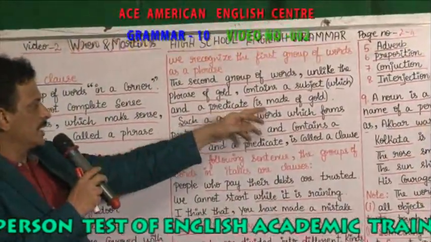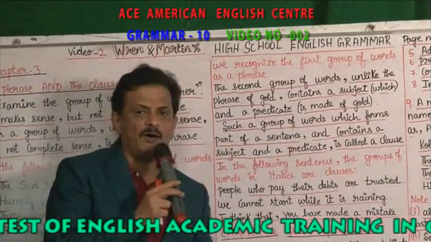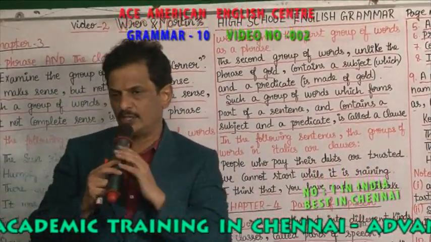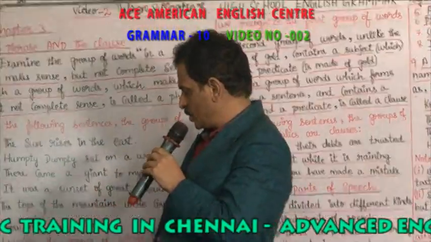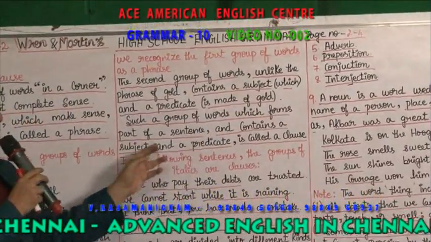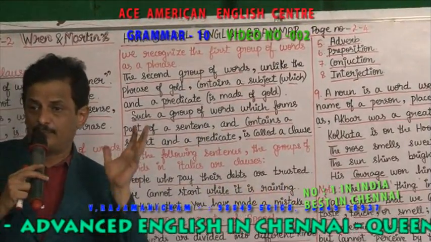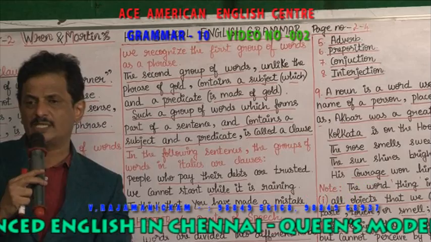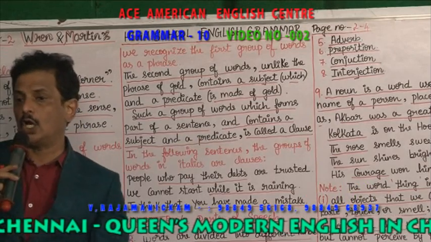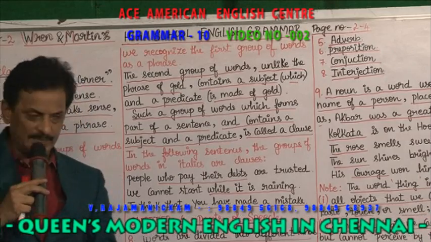Such a group of words forms part of a sentence. What is the part of a sentence? "He has a chain which is made of gold." A part of a sentence that has its own subject and its own predicate is called a clause. You got it?